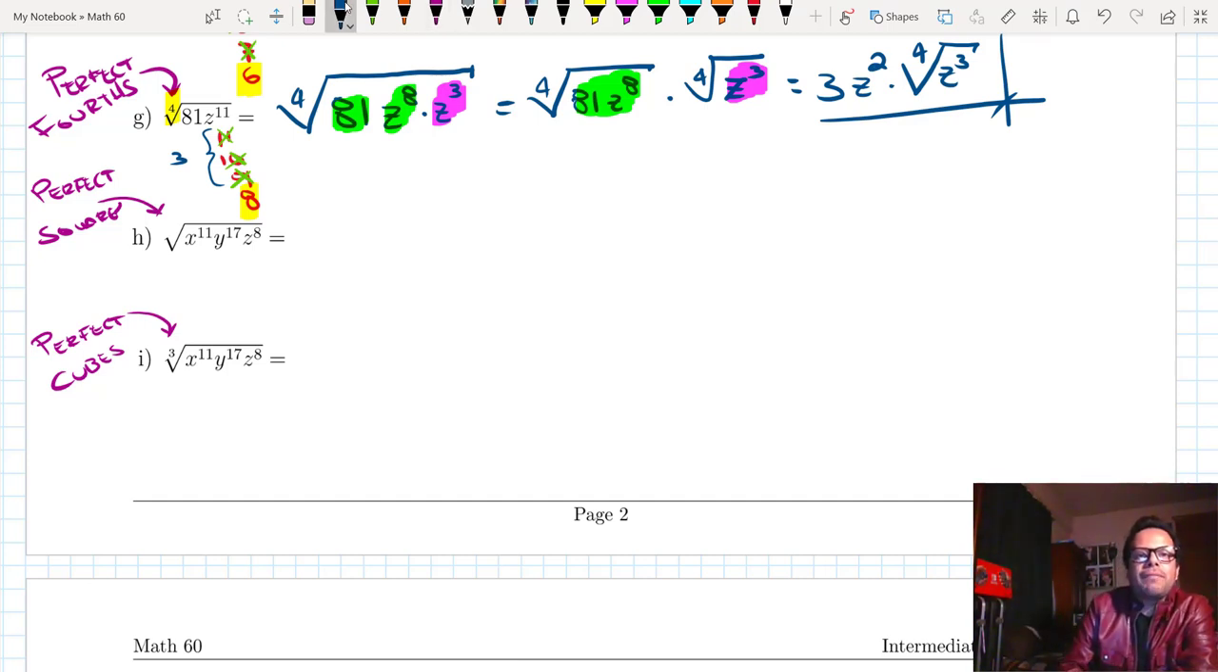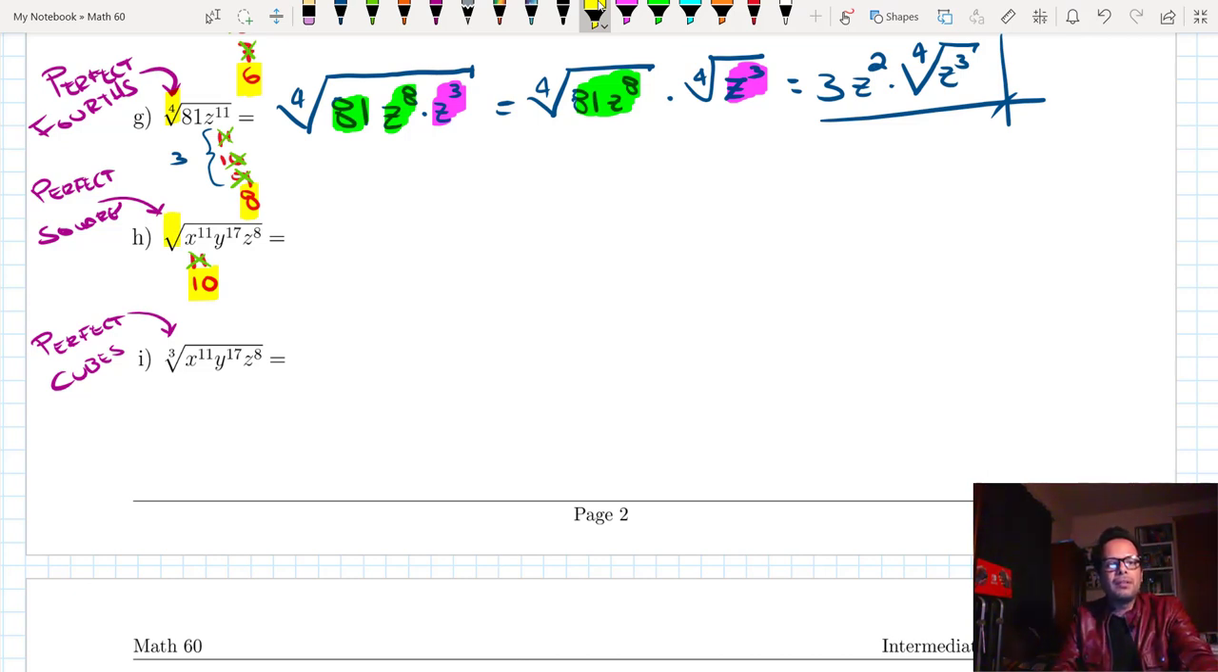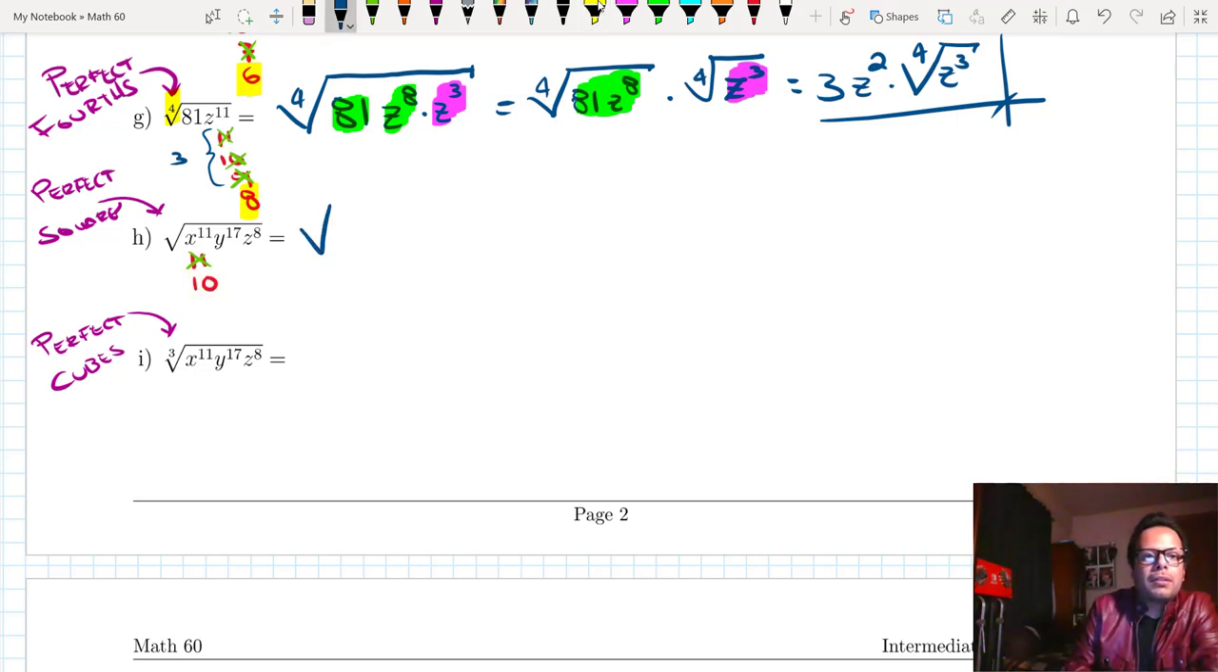Now let's start looking at the x's. Okay, we have x to the 11, right? Notice we don't have numerical coefficients in this case, only powers of x, y, and z. So is 11 divisible by 2? In this case, it's not divisible by 2. What about one number less? How about 10? Is 10 divisible by the index 2? The answer in this case is yes, it's going to be 5, right? Okay, so let's start breaking up x to the 10th power times x.